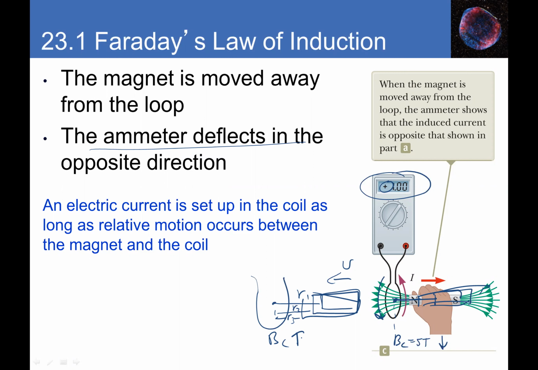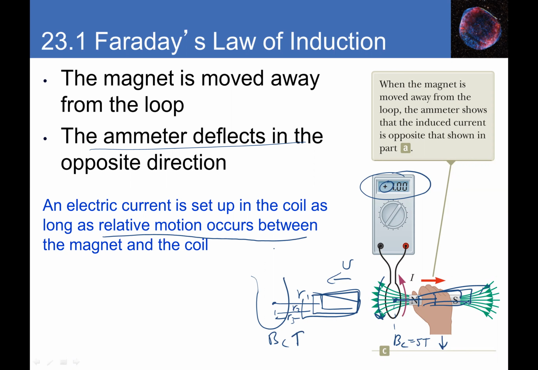When the magnet is moving relative to the coil, there is an induced current. Why? Because there is a change in magnetic field strength through the center of the coil when we do that. So the question will be, how about if I leave the magnet stationary but move the loop toward the magnet? Well, you're going to get the same thing. So that's why it's a relative motion between the magnet and the coil.